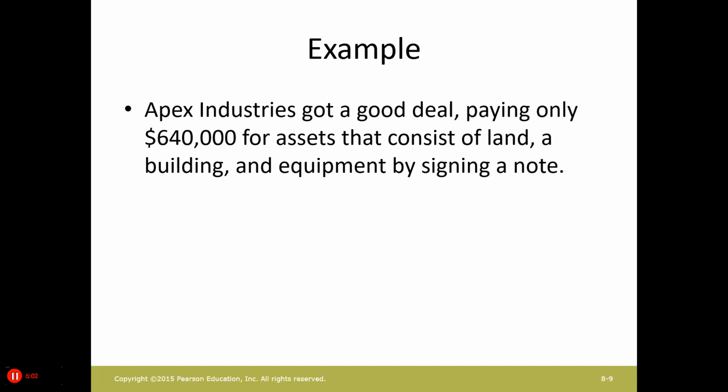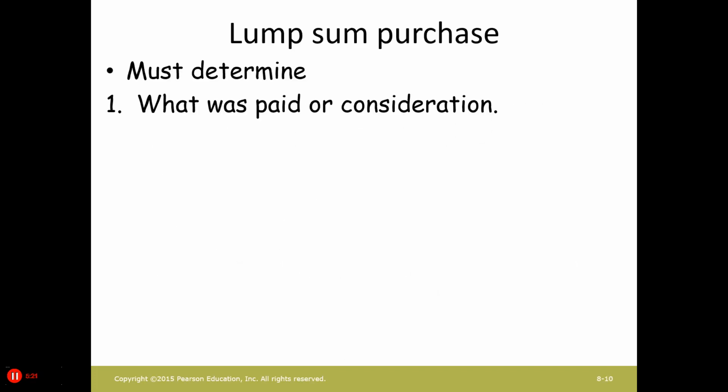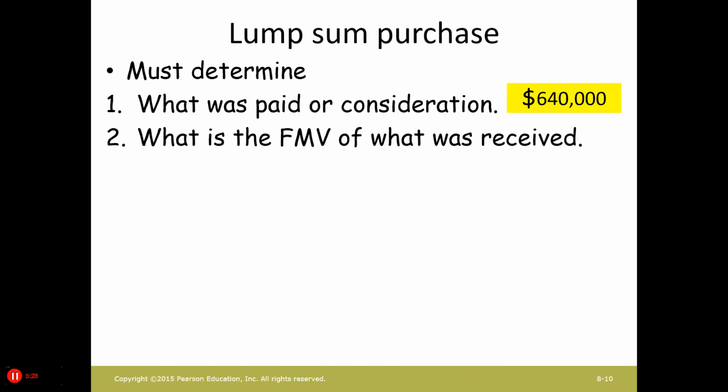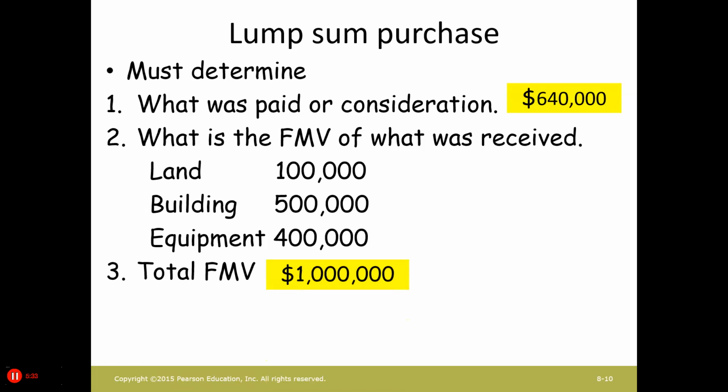We bought land, building, and equipment for $640,000. However, they have an appraised value of $100,000 for the land, $500,000 for the building, and the equipment was $400,000. So now what we have to do is first determine what was paid, or what we call consideration, $640,000. What's the fair market value? Well, here's the listing, and it totals $1 million, which is greater than the consideration, so that means we have to prorate it.